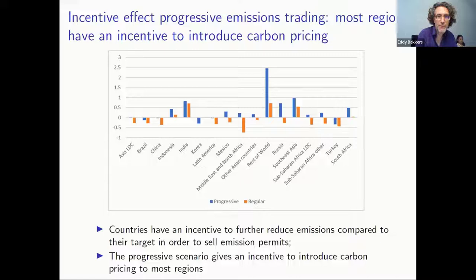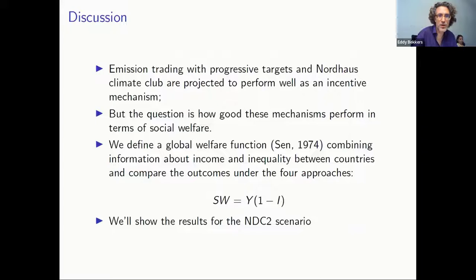Okay, then, I hope I still have a couple of minutes. So to wrap up, what we find is that emission trading with progressive targets and Nordhaus would perform relatively well as an incentive mechanism. But the question is also, how does this look when we look at the impact on income, and especially the impact on income across different regions? We define a very simple global welfare function, where social welfare is a function of global average income times one minus the income inequality between regions.